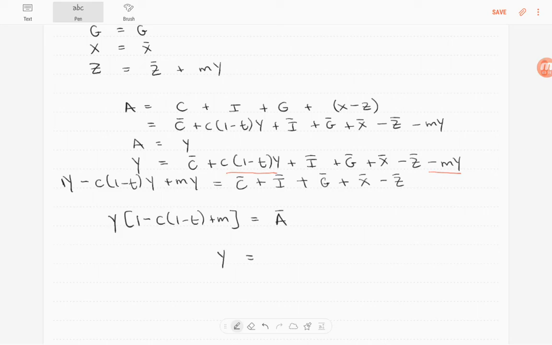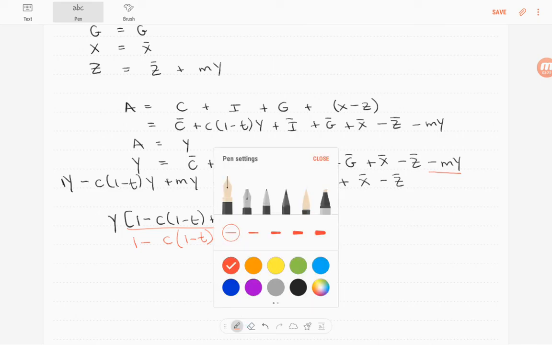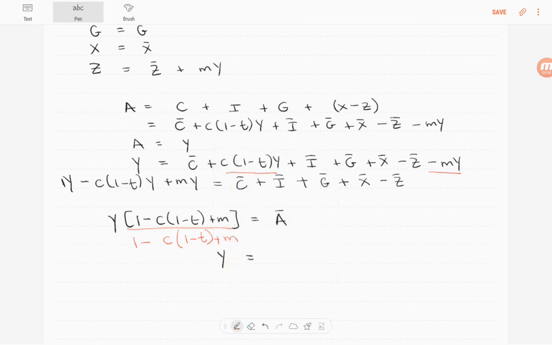What do we do now? To solve for Y, we divide both sides by this factor of 1 minus C(1 minus T) plus M. And if we divide the left hand side by this factor, Y is equal to 1 over (1 minus C(1 minus T) plus M) times autonomous spending.